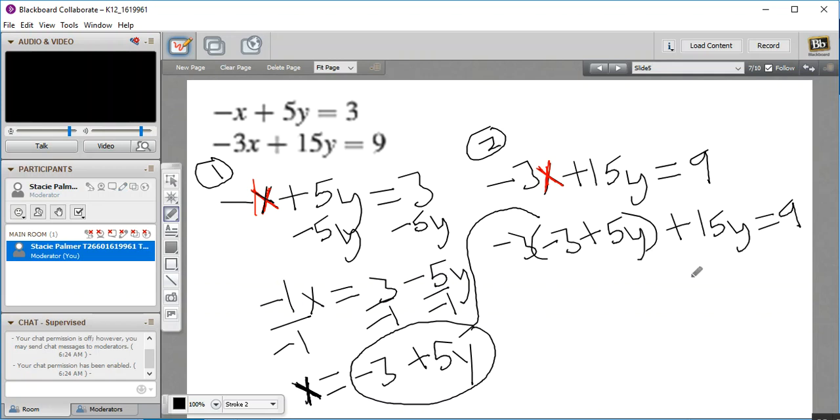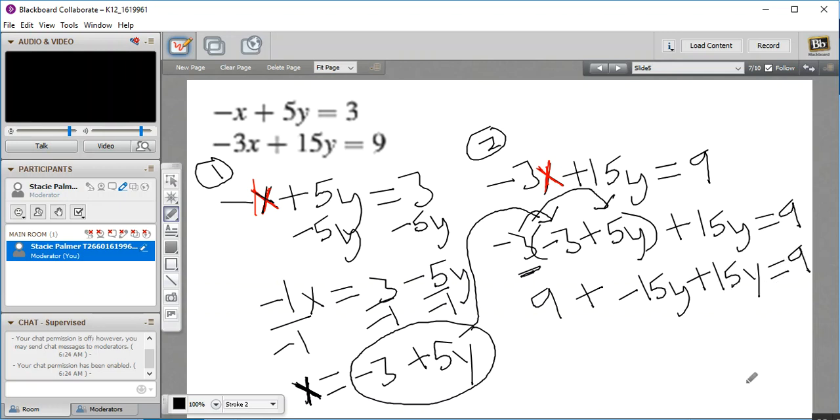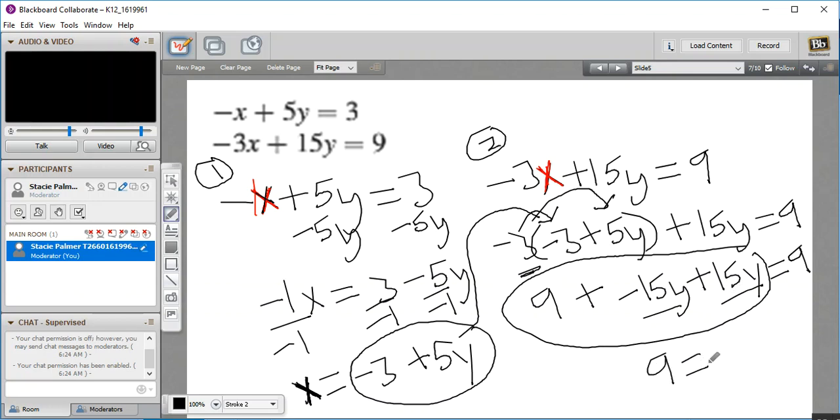Okay, now let's go ahead and solve equation number 2. If there's a number in front of a parenthesis, it has to get distributed to both terms inside the parenthesis. Negative 3 times negative 3 is 9, plus negative 3 times negative 5y is negative 15y, plus 15y equals 9. Okay, let's go ahead and simplify this left side. We can combine a negative 15y and a positive 15y, and that leaves us with 9.